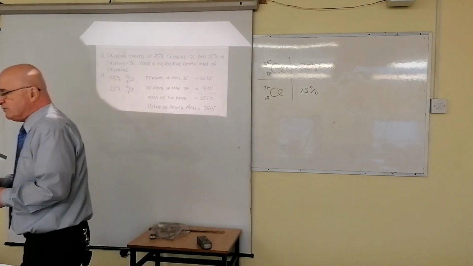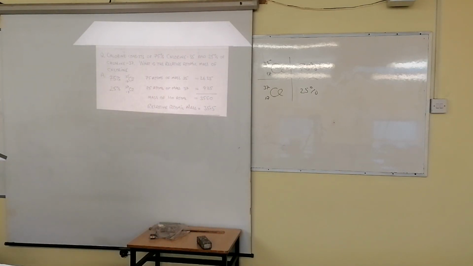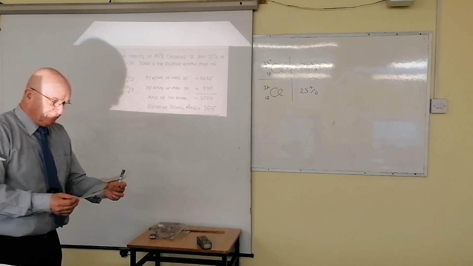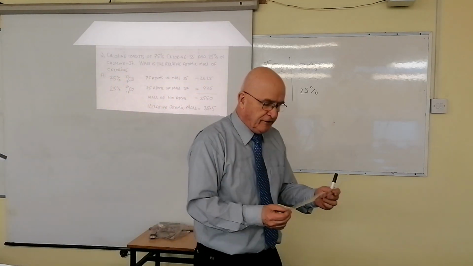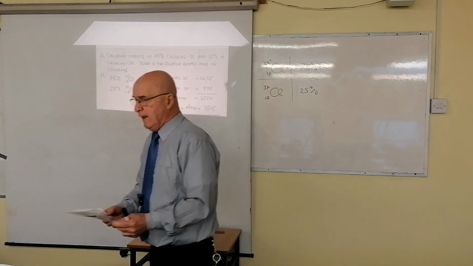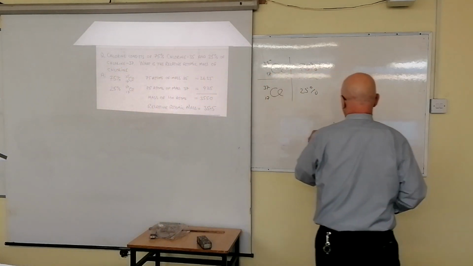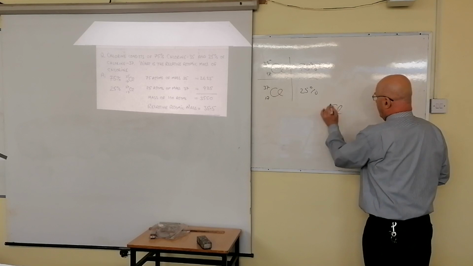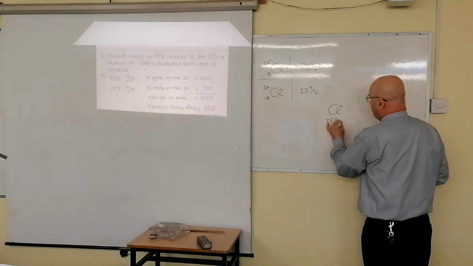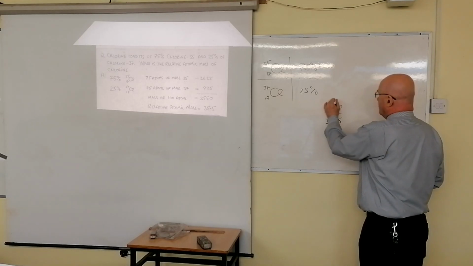Now, if you went and looked at the periodic table, you would see that chlorine did not have that value. In fact, it's 35.45. And I wonder, why is it different? Okay, if you went and looked up the periodic table, chlorine has 35.45 printed underneath it. That's 17 on top, okay?